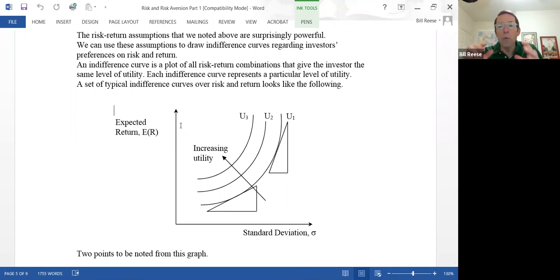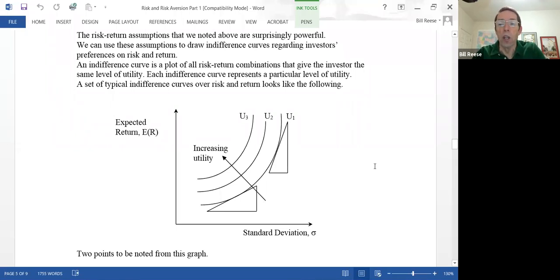Now, investors always want to get on the highest possible indifference curves, right? They want investments that will give them the most amount of utility, enjoyment, happiness, satisfaction, whatever you want to call it, with their investments. So in order to be able to determine what an investor's utility curves look like, okay, we need to be able to have a utility function.